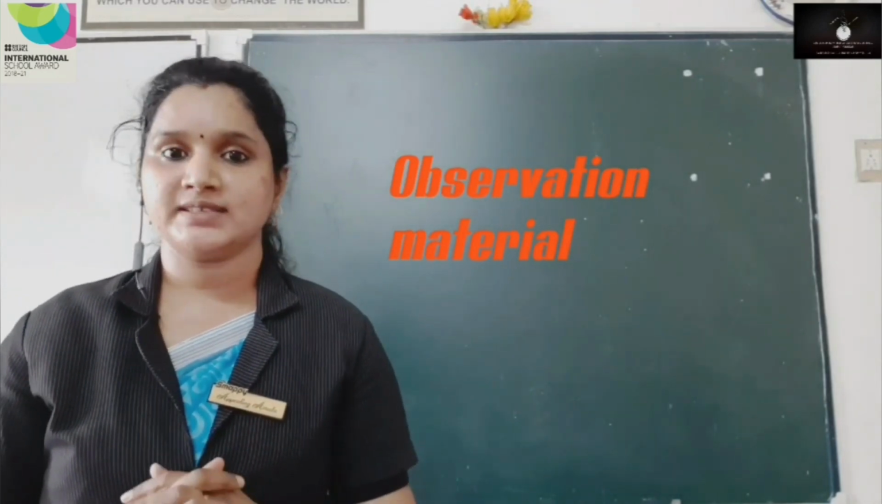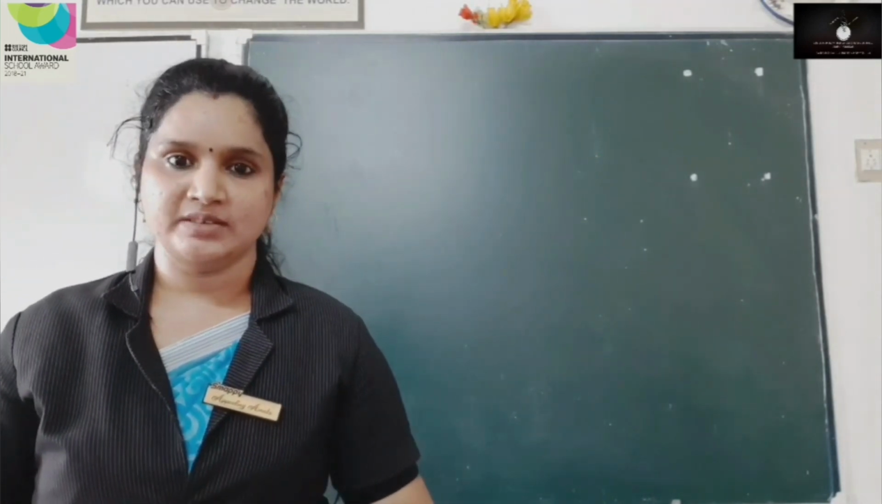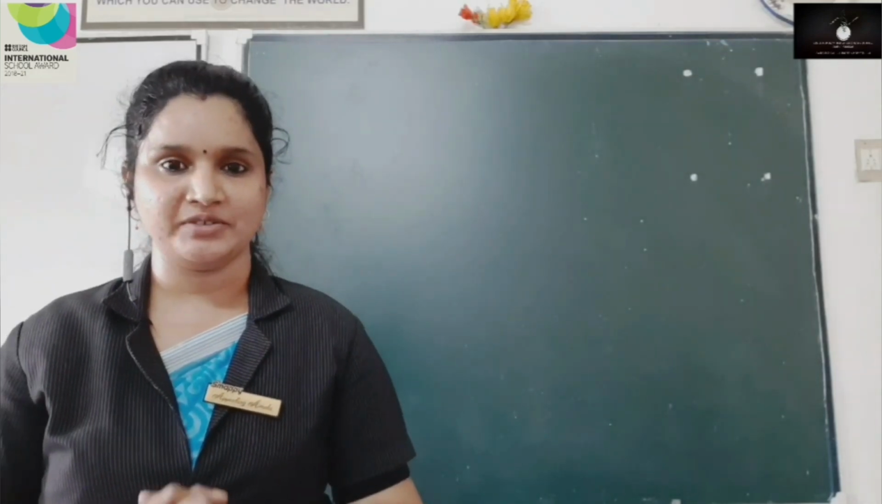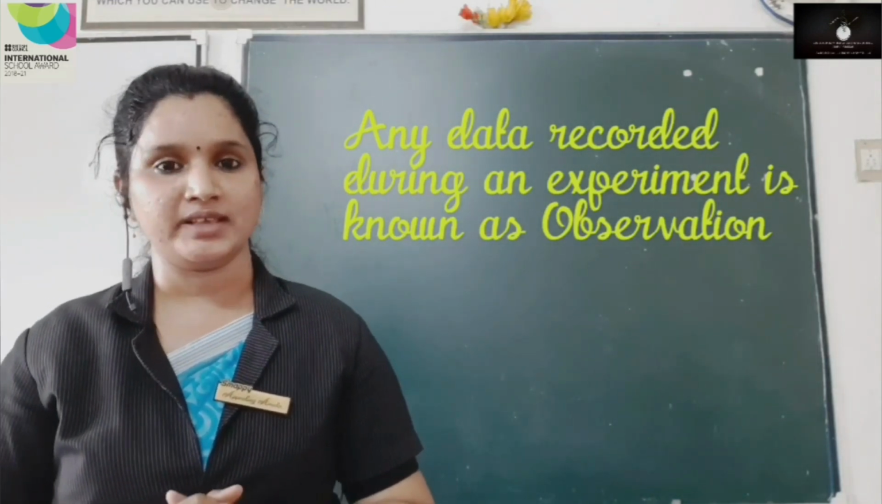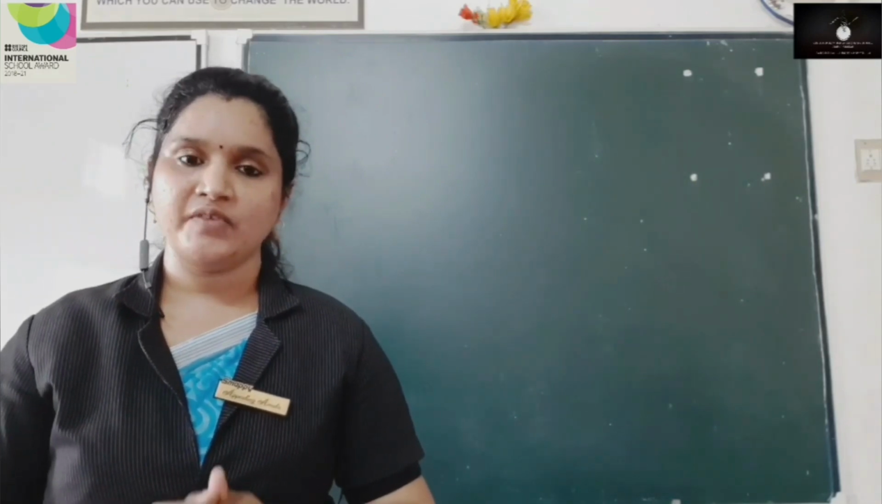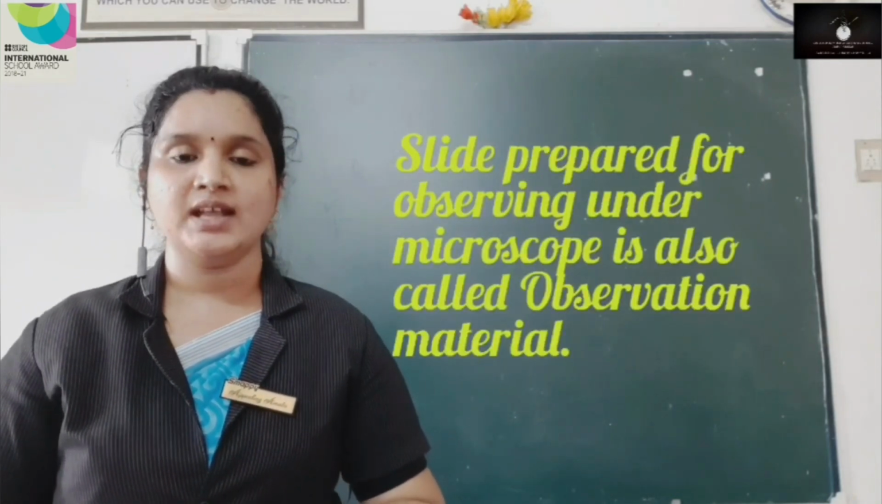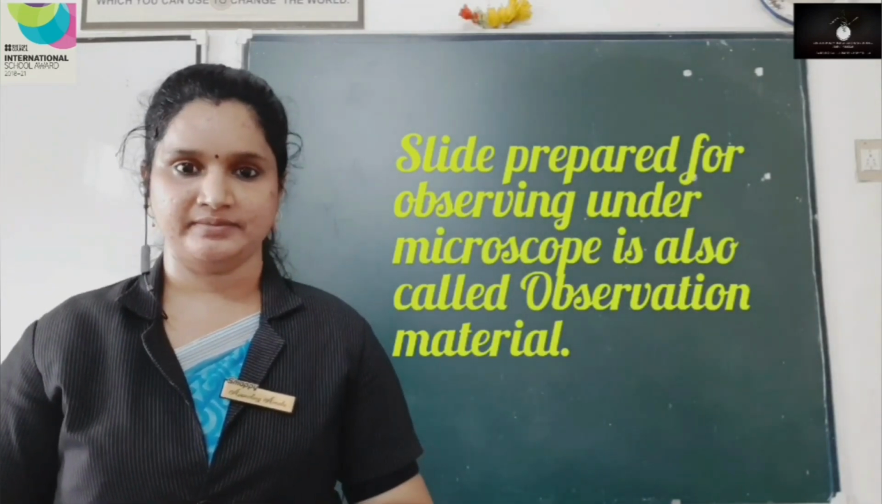As you know, all science is the world of experiments, right? In biology, most of the experiments are carried out with the help of a microscope. Any data recorded during an experiment is known as an observation. As said in the last class, we need a prepared slide to observe through the microscope. This prepared slide is known as observation material.